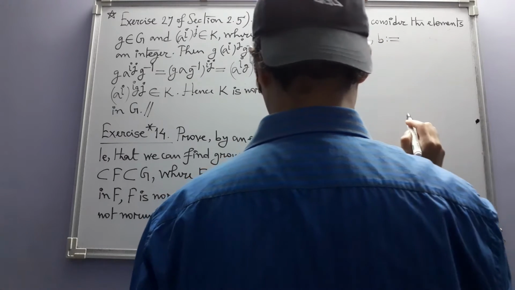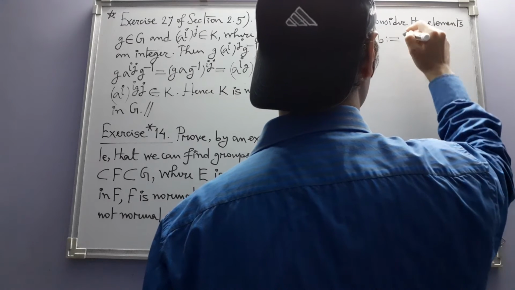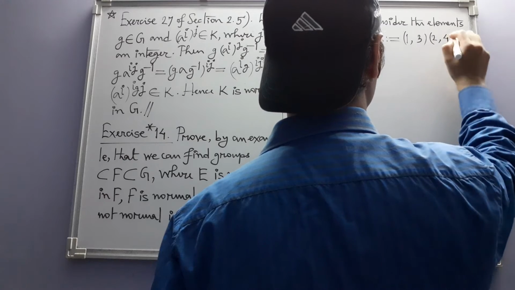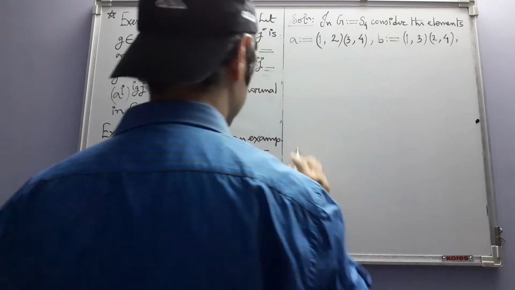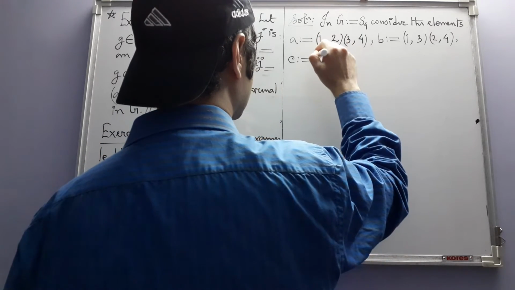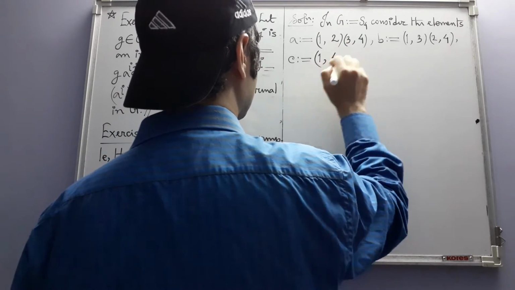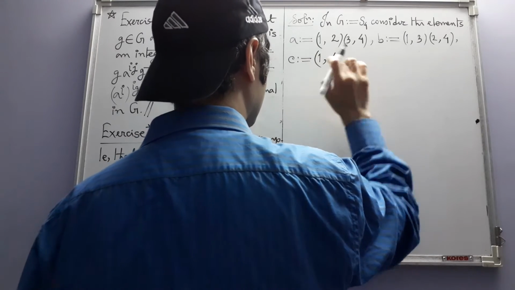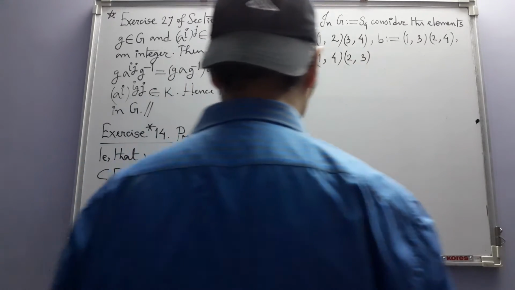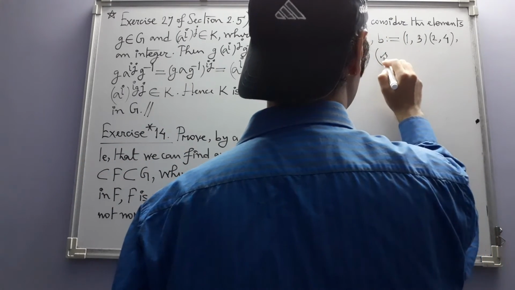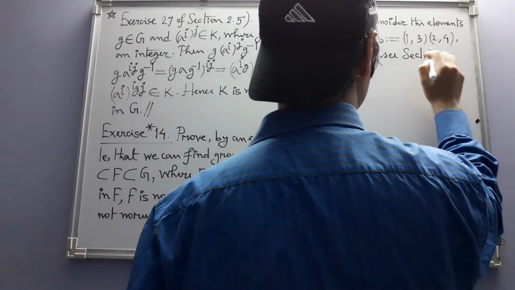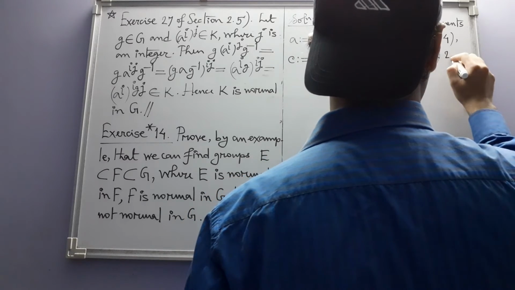B is this element (1 3)(2 4), and C is the element (1 4)(2 3). So that's why we write section 2.10.